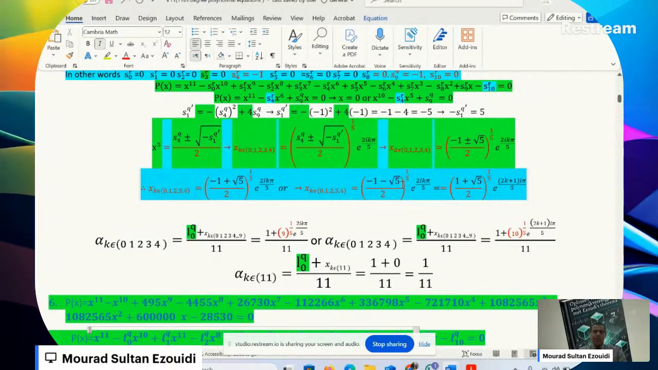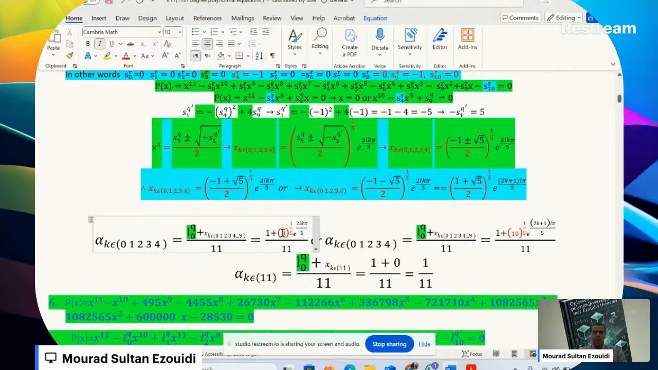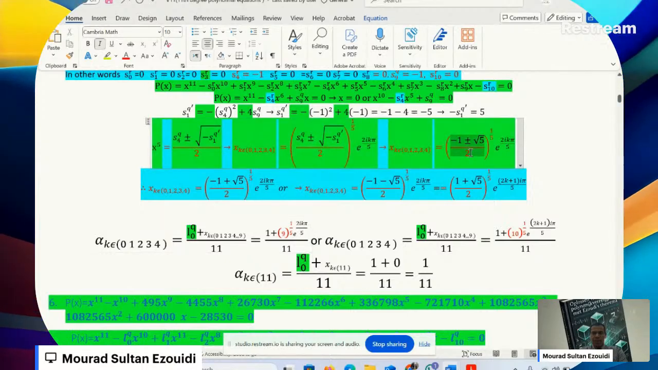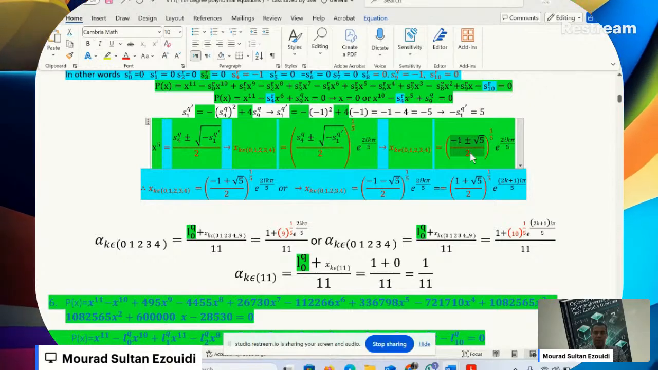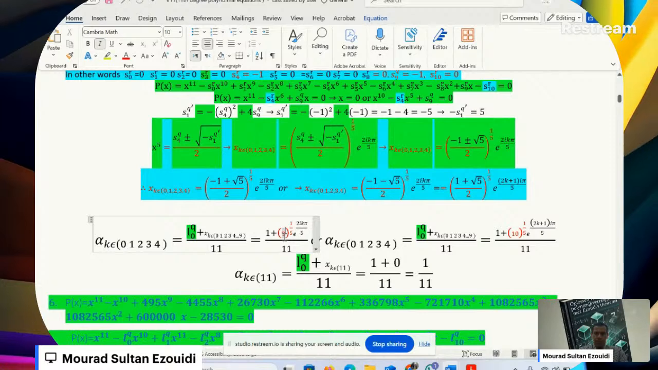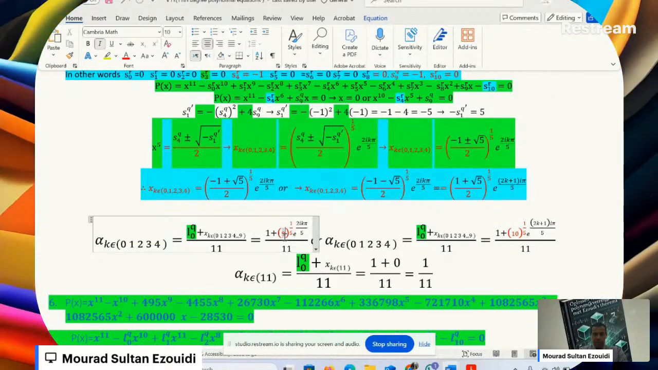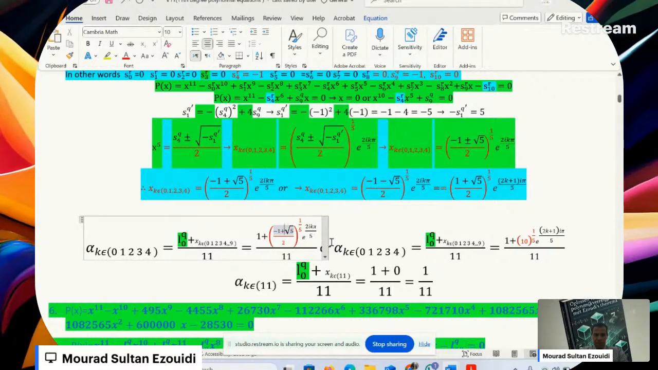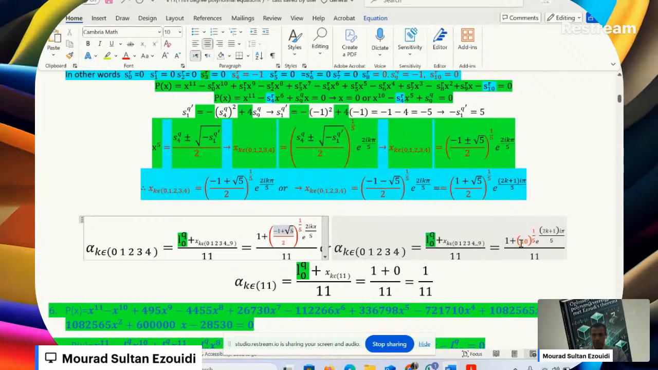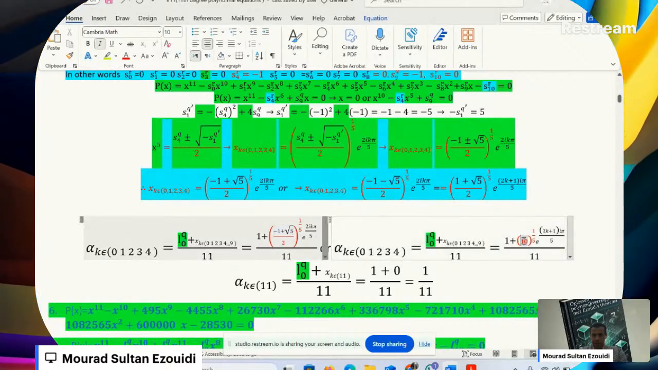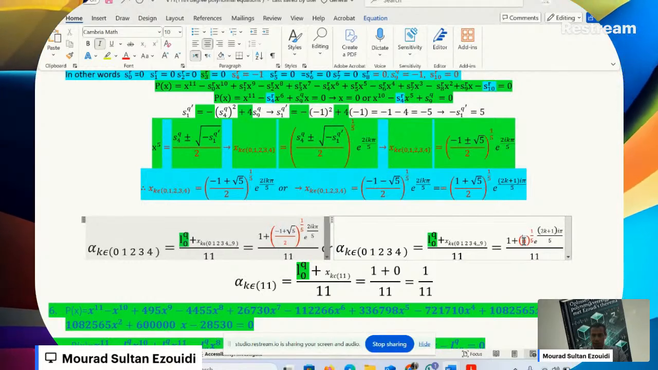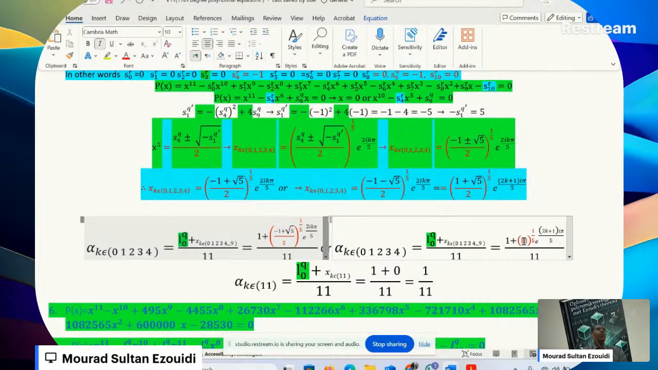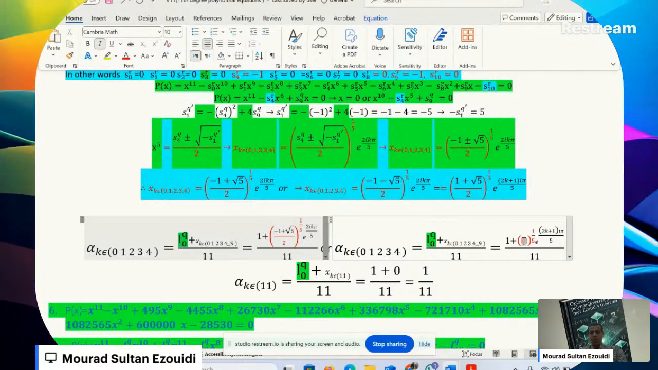I should change this, okay, I will take this one, it's better. Only this. Okay. Now make plus, and here make minus. Okay. Control C.